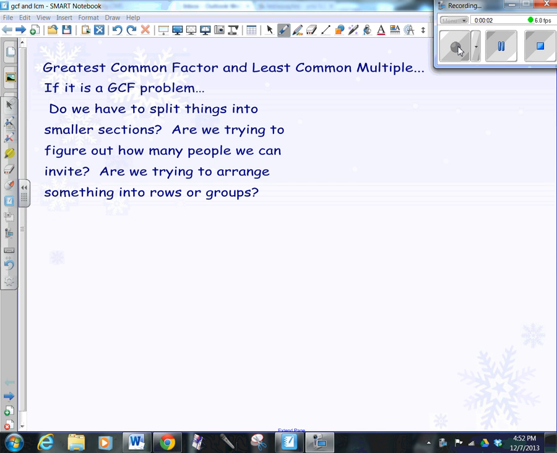Greatest common factor and least common multiple. So the two questions that often come up: how do you tell which one is which, the greatest common factor or the least common multiple? In GCF problems, we usually have to split things into smaller sections, trying to figure out how many people we can invite, or how we can arrange things into rows or groups.